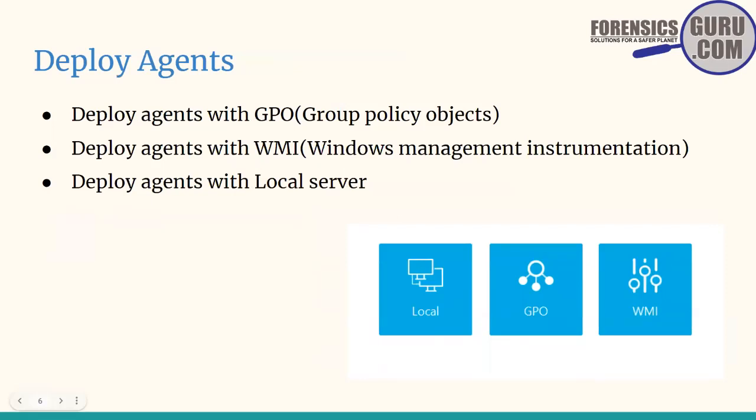We can deploy the agent. Basically, what is deploying the agent? We are sending a piece of code to the endpoint that will give access to that endpoint to extract the data. And we can deploy that agent with the help of GPO, that is group policy objects, with the help of WMI, Windows Management Instrumentation, and with the help of a local server.